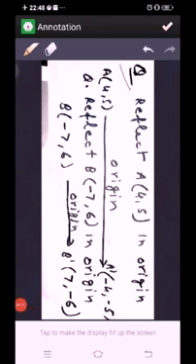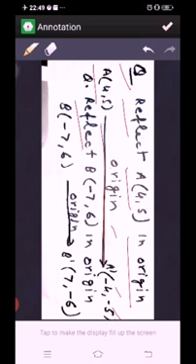Let us take one more question. Reflect A 4, 5 in origin. So A 4, 5 reflected in origin. A dash, I told you when any point is reflected in origin, then both signs get changed. Here both are positive, so A dash will be both negative, -4, -5. Similarly, one more question. Reflect B -7, 6 in origin. Now -7, 6. So -7 will become +7 and 6 will become -6 when we reflect it in origin.